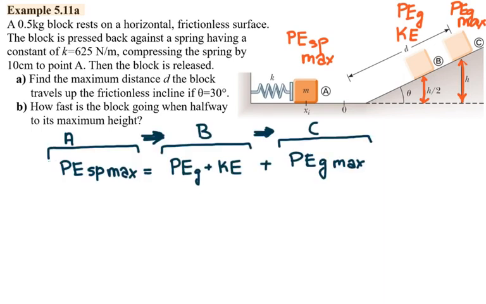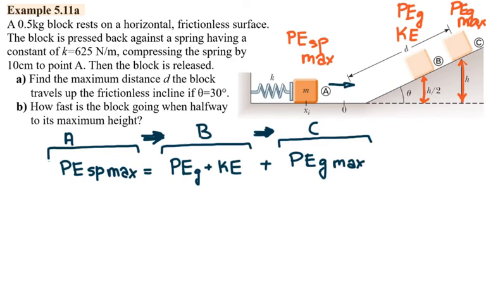So at point A, I have potential energy of the spring maximum. Then at point B, I have gravitational potential plus kinetic energy, and the spring loses its energy because it gives all of it up. There is going to be maximum kinetic energy of the block before it starts going up the incline, but I don't have to worry about that one. They don't ask me about the maximum velocity of the block as the spring is released. And then at point C, I have maximum gravitational energy.